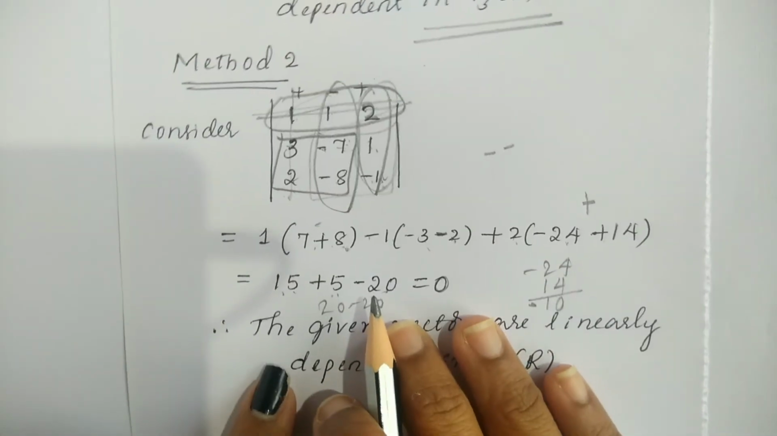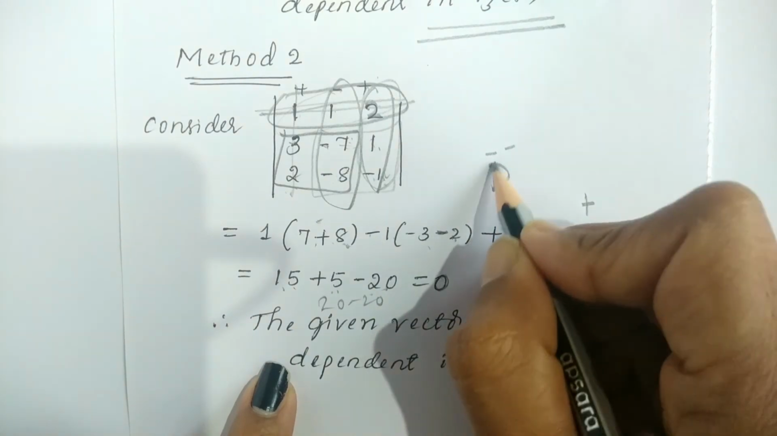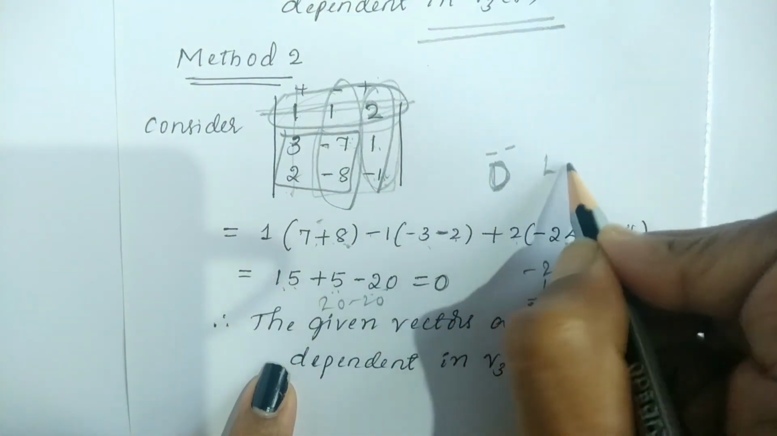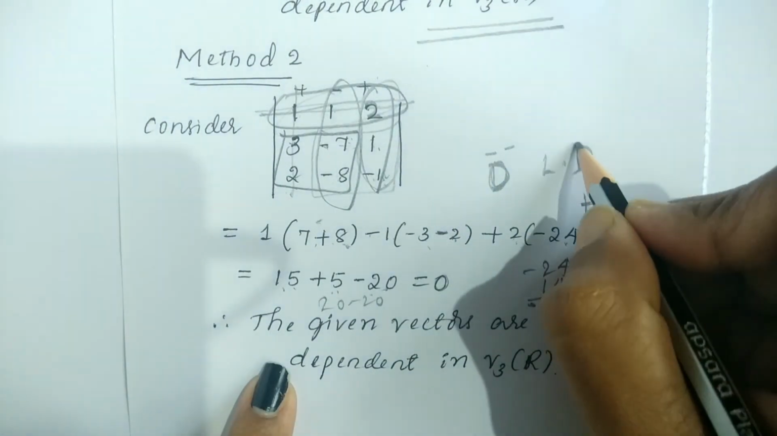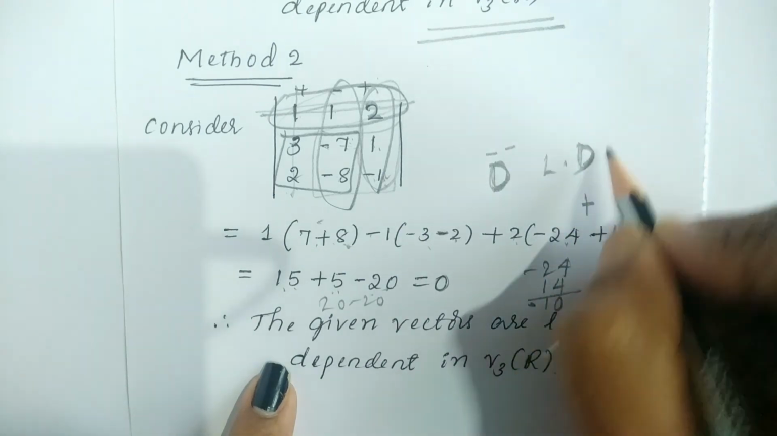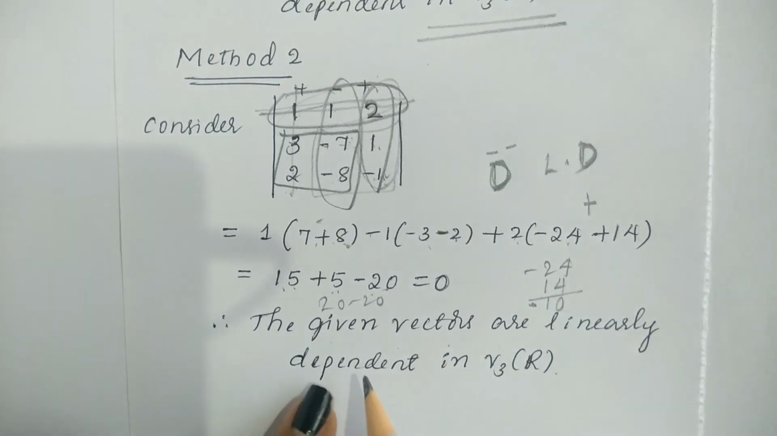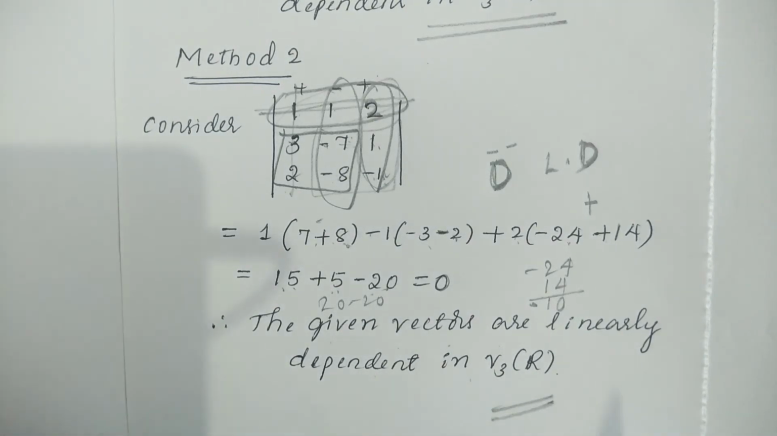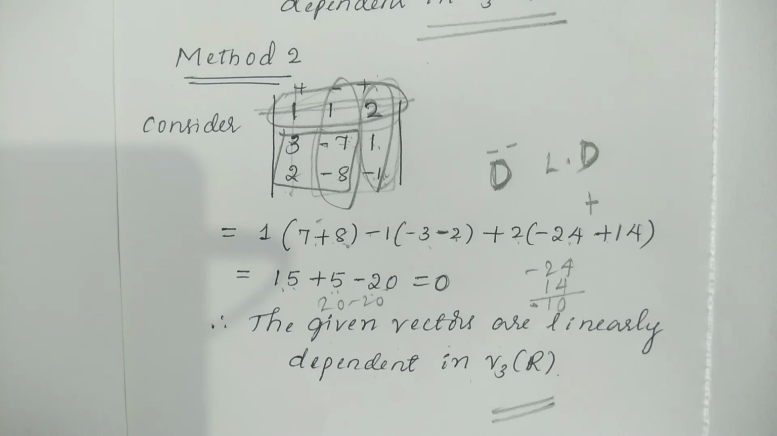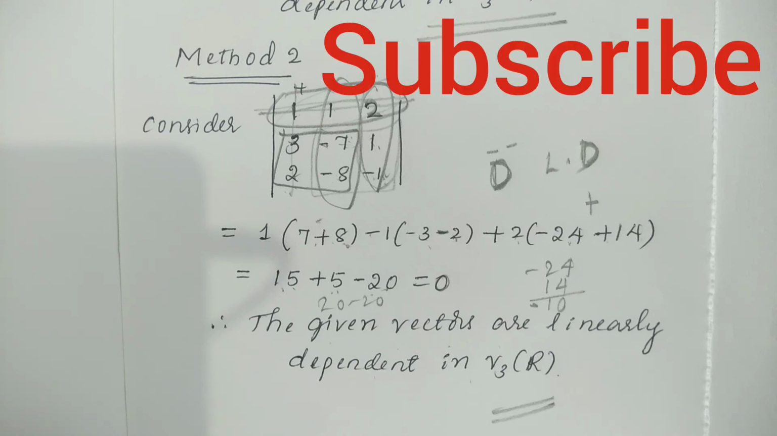If the determinant is 0, then what does it mean? Linearly dependent, LD. Determinant is 0 means LD, that is linearly dependent. Therefore, the given vectors are linearly dependent in V3 of R. Is it clear? So this is all about linearly independent and linearly dependent related problems. In the next video, I will explain basis and dimension.